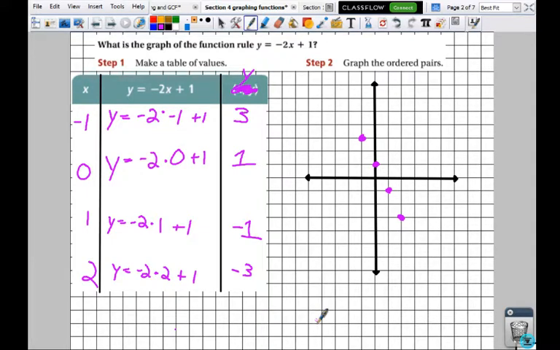And we are almost done. My last part is I need to connect my dots and make my line. You can't just keep dots here. We've got to actually have lines, because we are graphing linear things, linear functions, which are lines, not just dots.